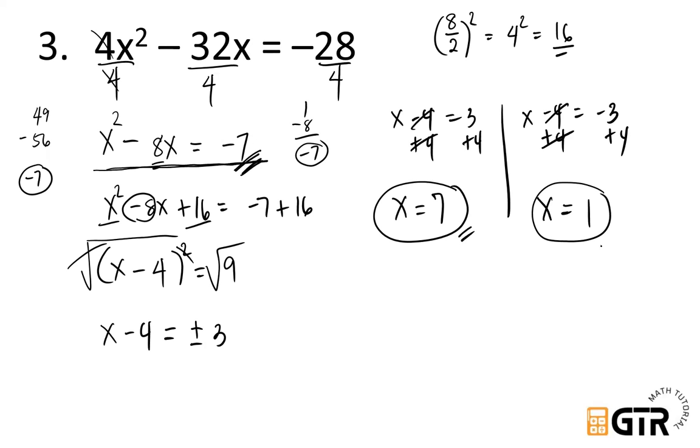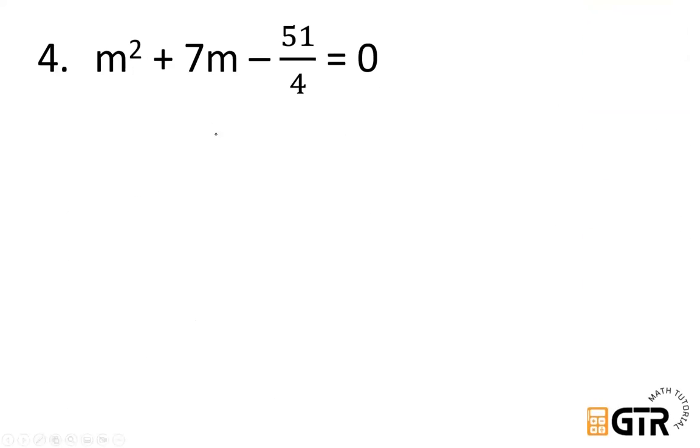Okay, so tama, parehas ang answer natin, 7 and 1. Okay, so last number, number 4. So we have m squared plus 7m minus 51 over 4. So naka-standard form na tayo. Ang coefficient ng m squared ay 1 na lang. So lalampasan na natin yung step number 1. Proceed tayo sa step number 2.